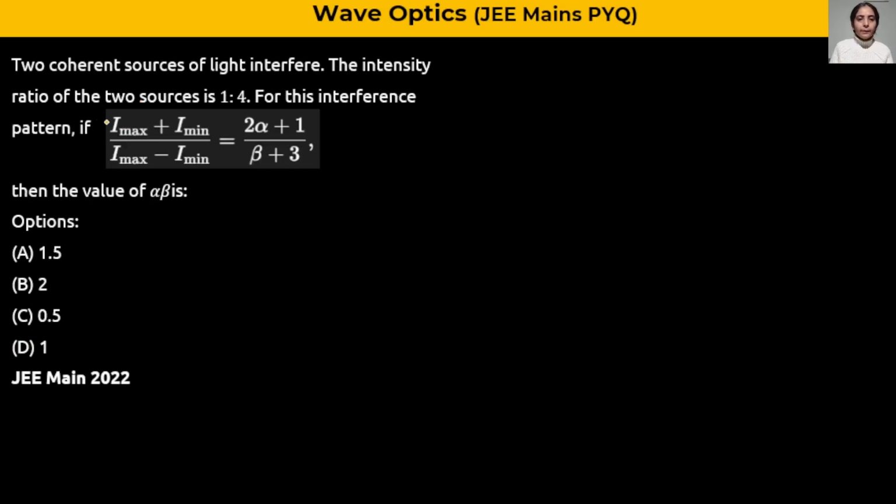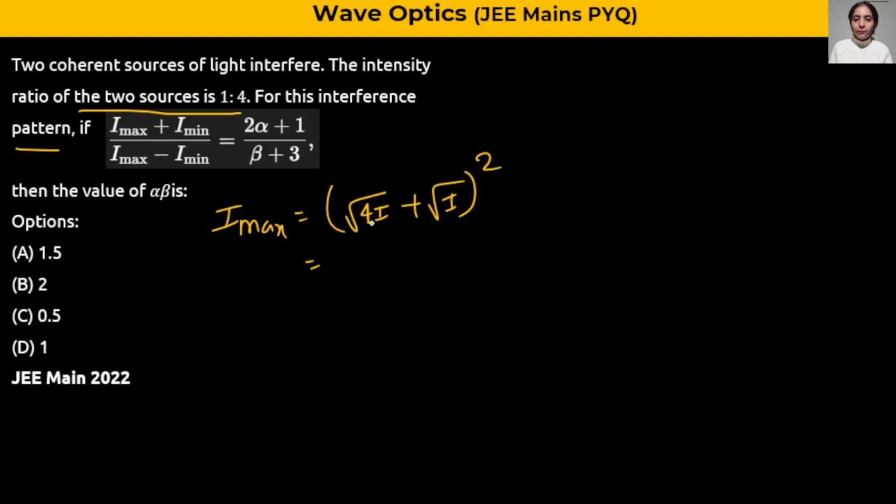Let's move ahead. Two coherent sources of light interfere. The intensity ratio of two sources is this. For this interference pattern, if this is 2 alpha plus 1 by beta plus 3, what is alpha into beta? First, find Imax. Imax will be root of 4I plus root of I, whole squared, and this will become 9I, because this becomes 2 and this becomes 1, 2 plus 1 is 3, and 3 squared is your 9I.